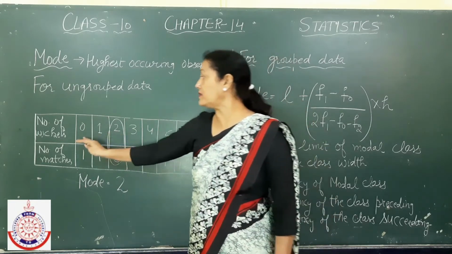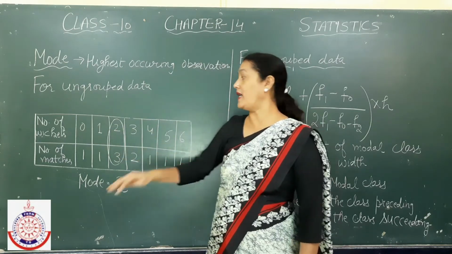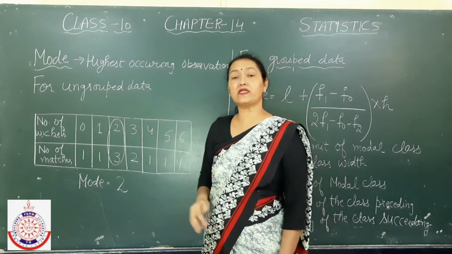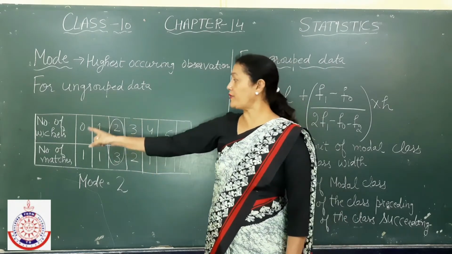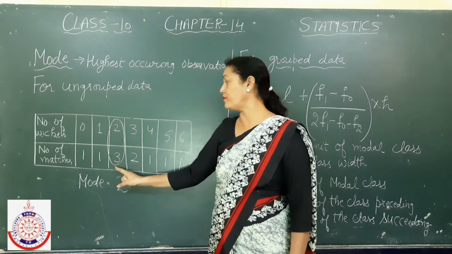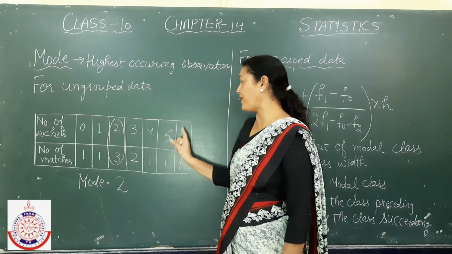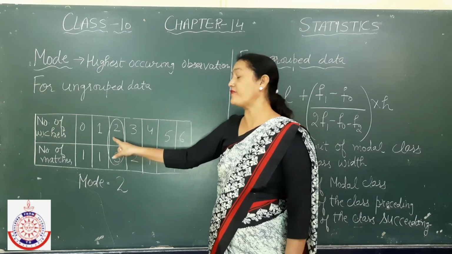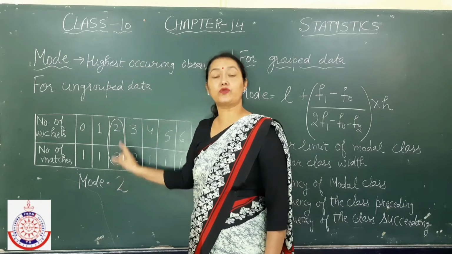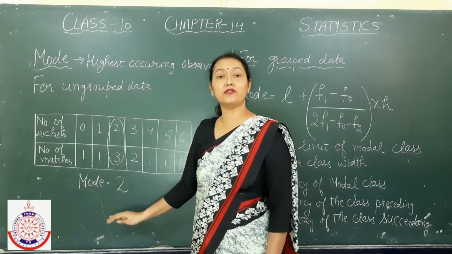As in this example, the number of wickets is given as 0, 1, 2, 3, 4, 5, 6, and the number of matches is also given, and we have to calculate the mode for this given data. Just by looking at the observations, we see that 2 wickets occurred 3 times. The other numbers of wickets, 0, 1, 3, 4, 5 and 6, have lesser frequency than 2 wickets. So 2 wickets were taken in 3 matches. So 2 is coming the maximum number of times. So the mode of this data is 2.